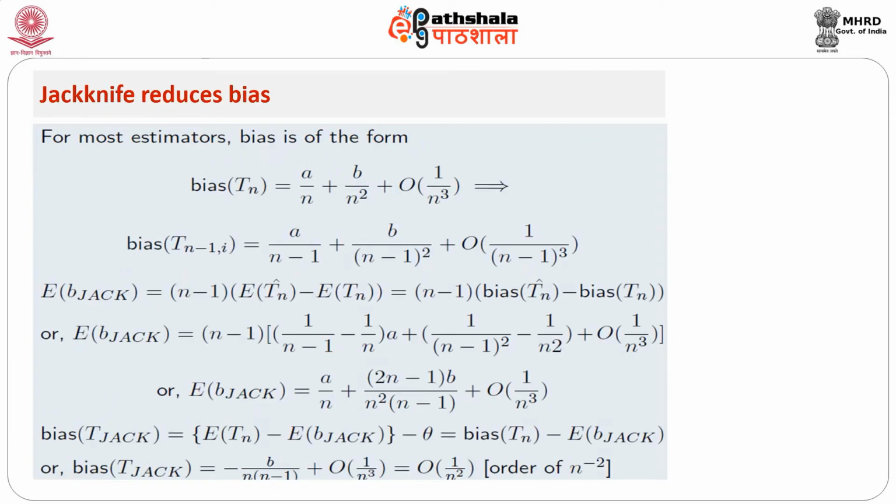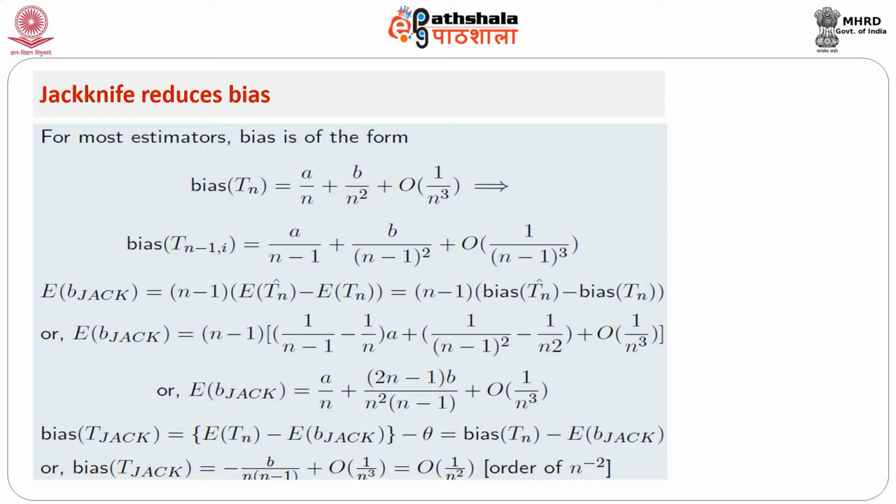Now, what is the justification of doing this? The justification is that it can be shown that the bias of the jackknife estimator is of order n to the power minus 2, or of order 1 by n square. Now, what does that mean? For most estimators, the bias is of the form a by n plus b by n square plus order of 1 by n cube. So, the bias is of the order of 1 by n.